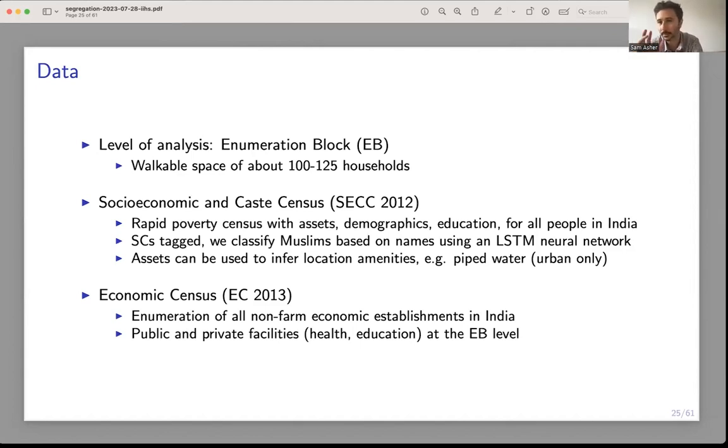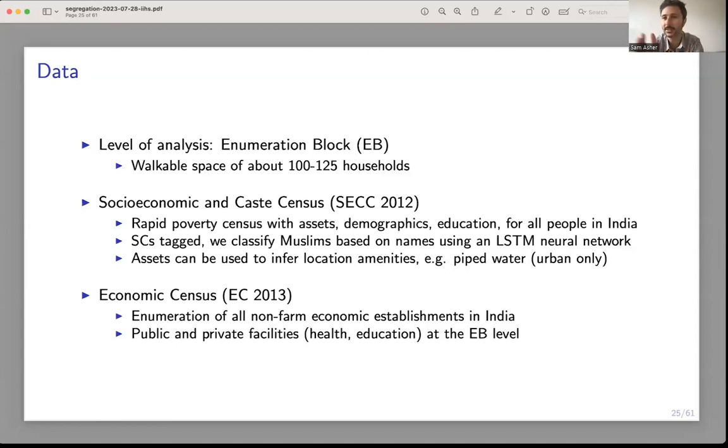We don't use directly identifiable data. We mask all of it before we use it, but we do use the names in order to classify whether people are Muslim or not, using a neural net. And we have about 97% accuracy out of sample in this classifier. So we're very confident that the people we classify as Muslim are in fact Muslim.